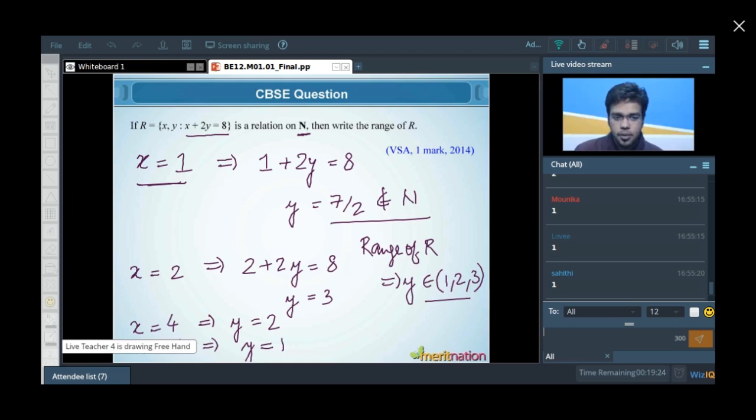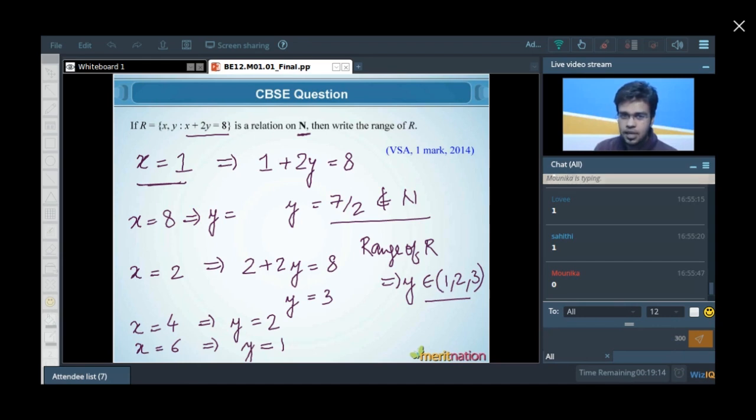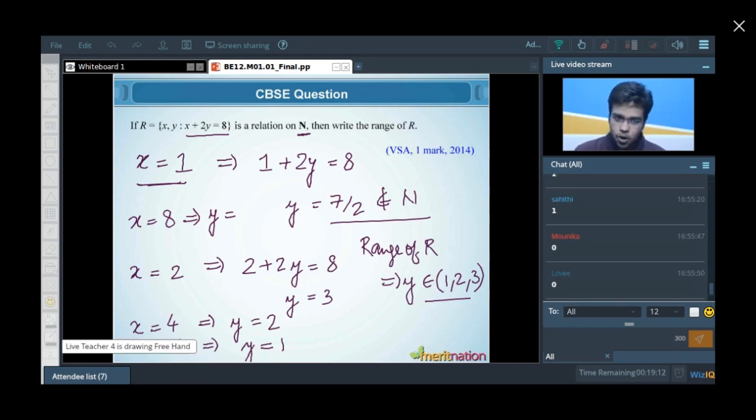Why? Because if I further increase x, if I take x to be 8, what will be the value of y? Quickly calculate. If I take x to be 8, 0, absolutely right. And we know that 0 is not a part of natural numbers. So y cannot be 0. So the only possible range of y is 1, 2, 3.